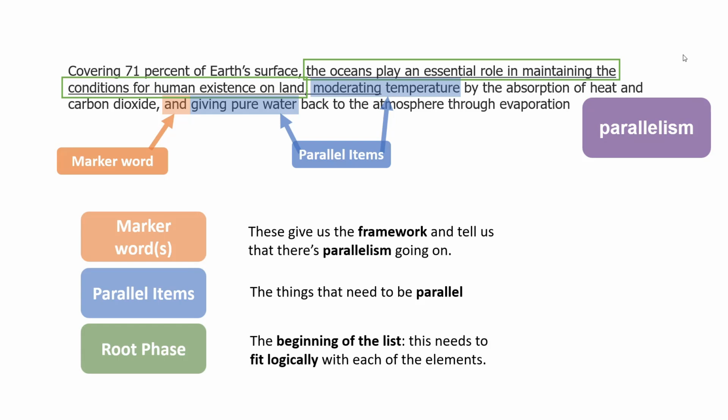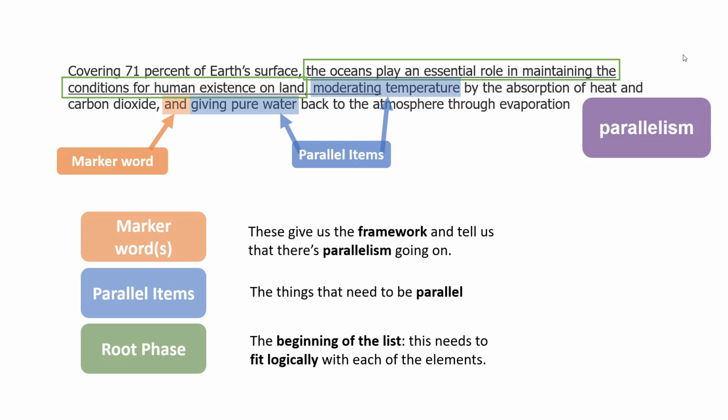In this case, "moderating" and "giving," these are comma -ing modifiers. They're giving information about the clause which comes before. In fact, in this case, they're describing how the oceans play an essential role. So far, so good. That makes sense.